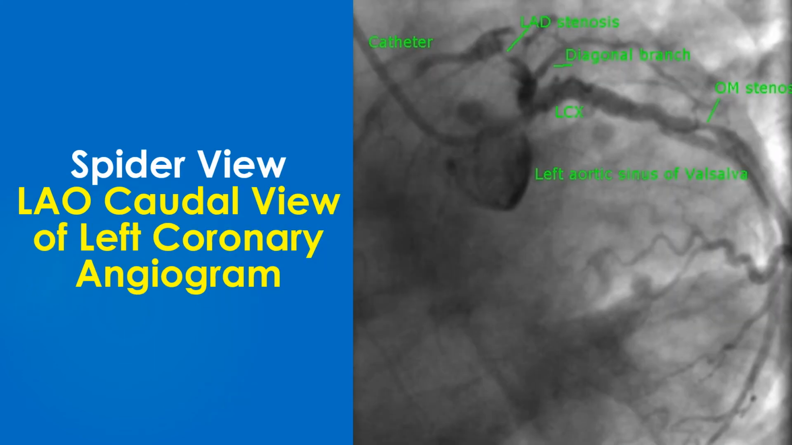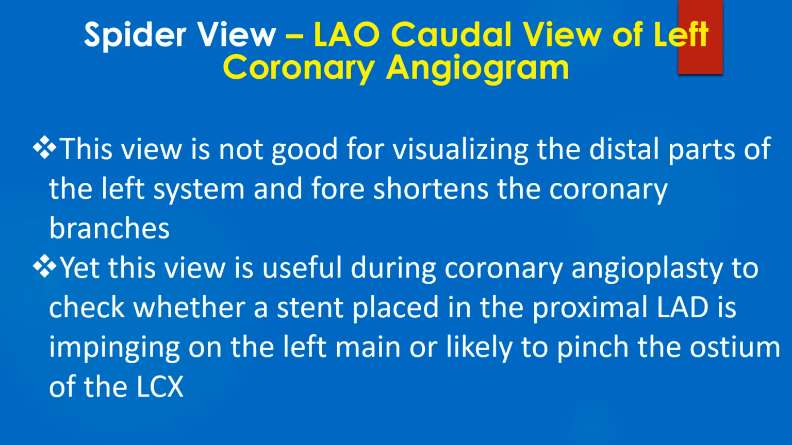This is another angiogram in spider view. In this case, left main is not seen well as it is a delayed image. Proximal tight stenosis of the LAD is seen, as well as significant stenosis of an OM branch of left circumflex coronary artery. Spider view is not good for visualizing the distal parts of the left system and foreshortens the coronary branches. Yet this view is useful during coronary angioplasty to check whether a stent placed in the proximal LAD is impinging on the left main or likely to pinch the ostium of the left circumflex.